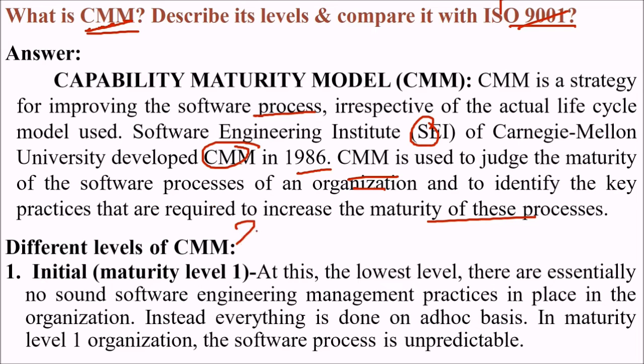There are different levels of CMM. First, we have the initial level. At this lowest level, there are essentially no software engineering management practices in place in the organization. Instead, everything is done on an ad hoc basis, things are chaotic, and the approach is always reactive. In a level 1 organization, the software processes are often unpredictable.